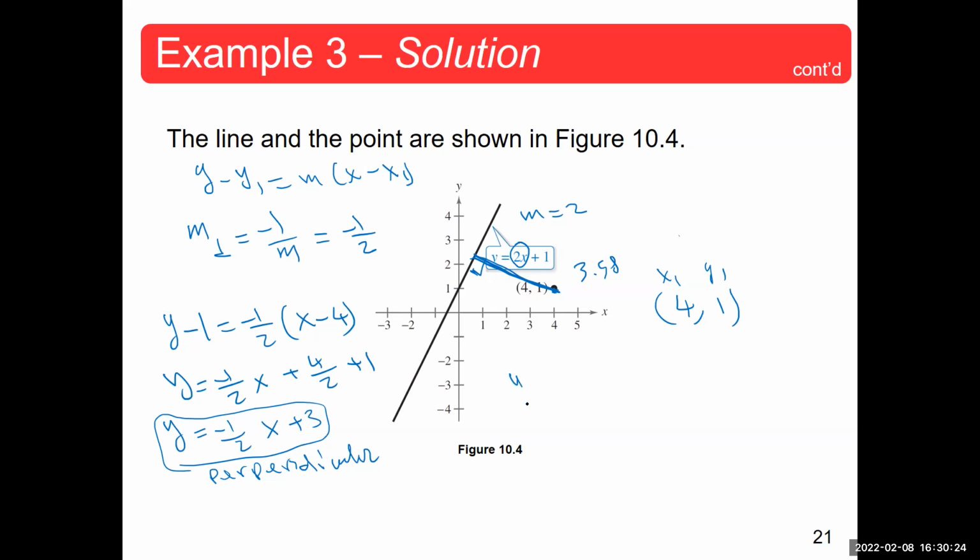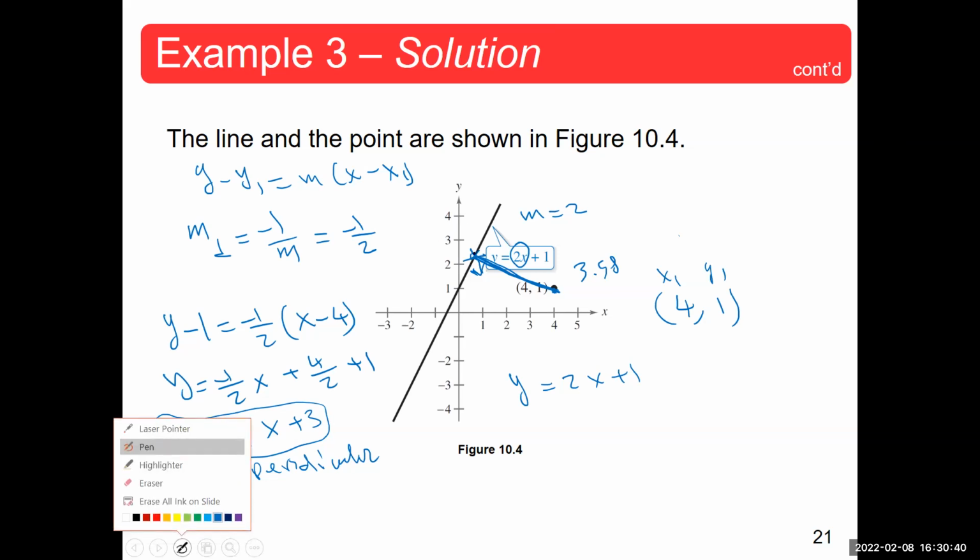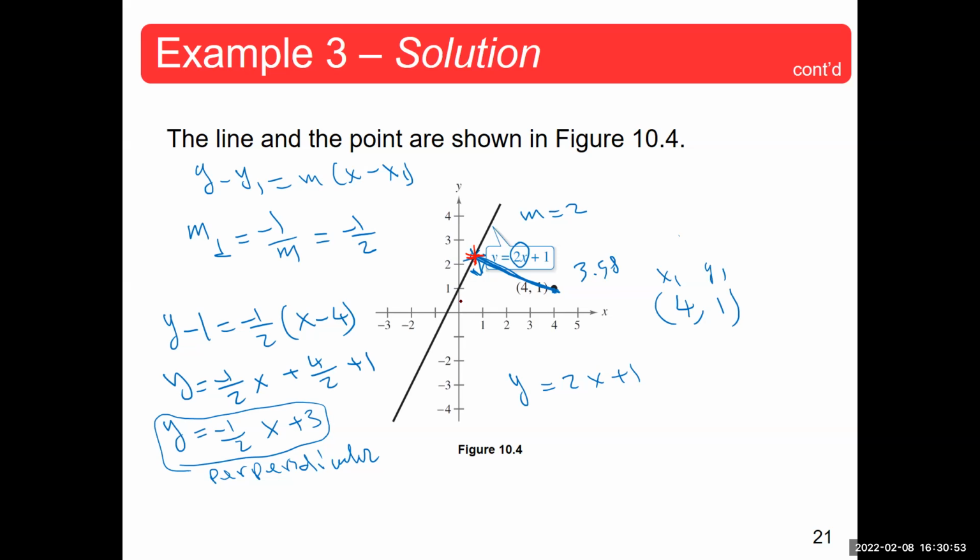So the original equation was y equals 2x plus 1. Can we find this point? What's the coordinate of this point? How do I find this point? Where does this perpendicular line intersect with the line? So how do I find this coordinate? X and Y value, how do I find them?